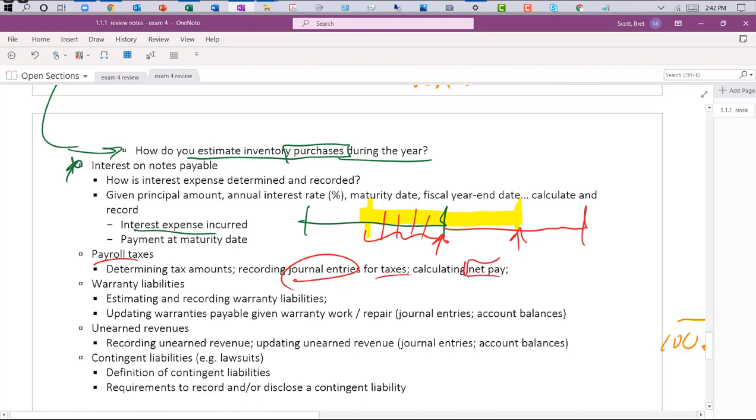Make sure you understand net pay. Net pay, the gross amount that we calculate for taxes is the gross amount of the salary expense, debit salary expense. That's for, what did we say? It was like $10,000, I think, in class. That was the example we used in class.